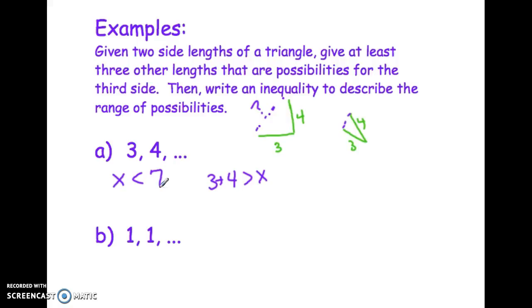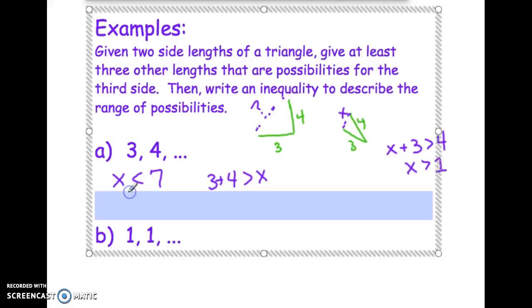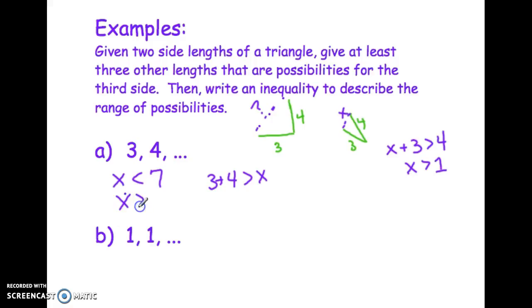Now in the second scenario, if x was the short side, then notice that 4 is the long side. So in this case, x plus 3, those would be the two small sides. That has to be greater than 4. So I don't know if you can notice this, but x has to be greater than 1. In this case, my x values have to be less than 7, but also greater than 1. So this is the inequality.